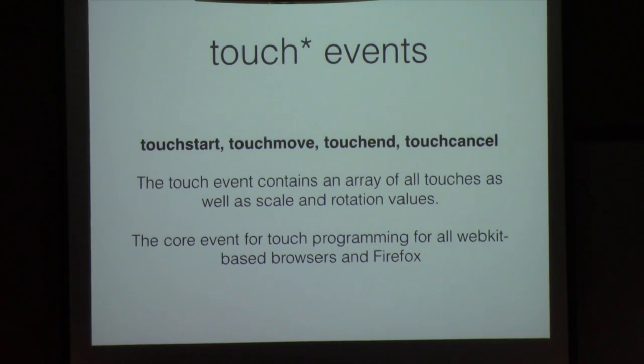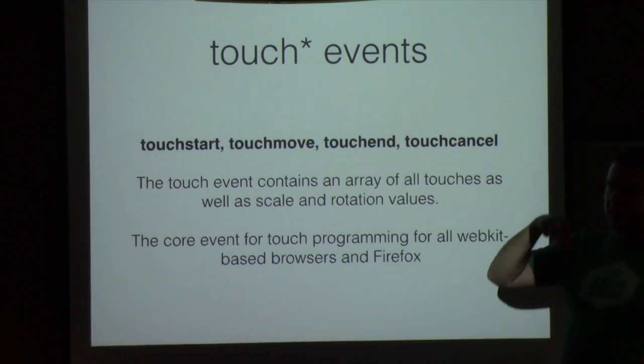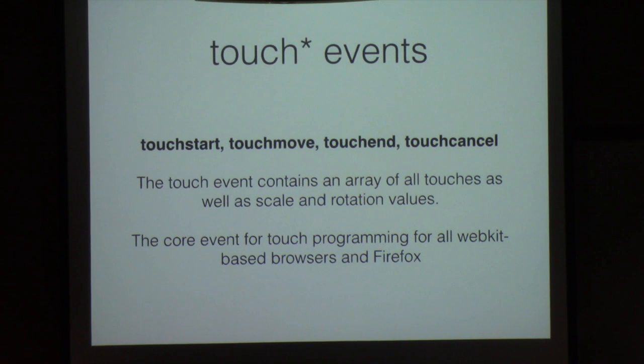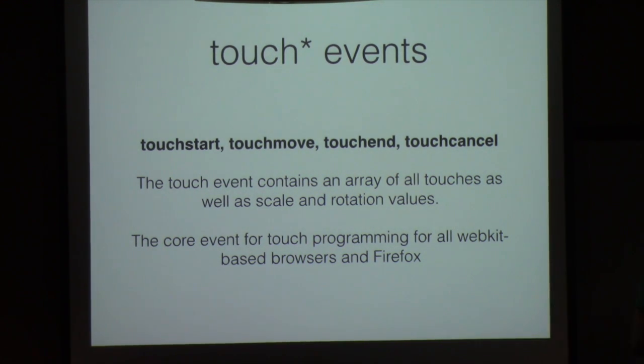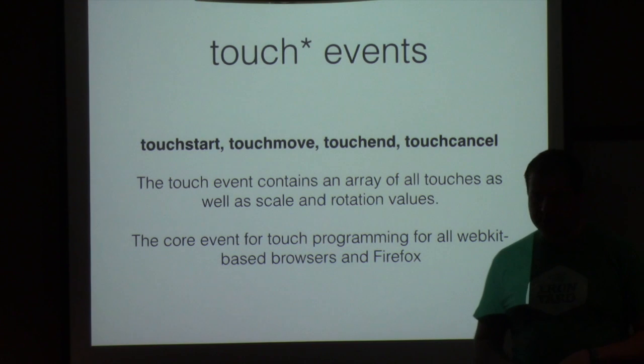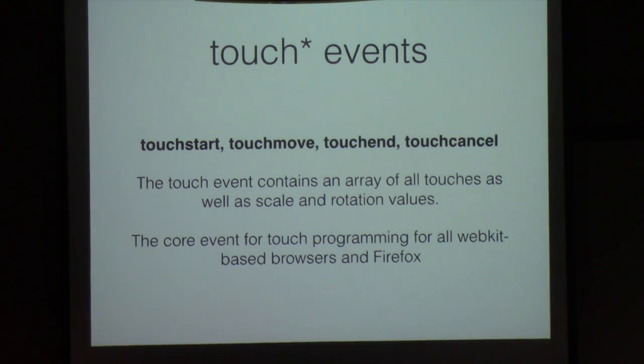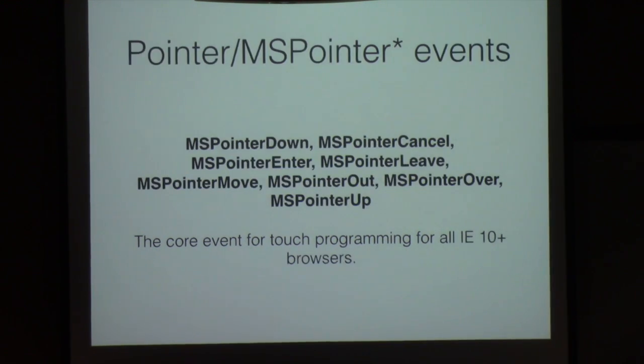So a touch event also contains, any event firing contains, an array of all the touches. So when you put 4 fingers down on your phone and a touch start happens, or touch move, all 4 touches will be in an array, and we'll see some examples of that in a minute. This is the core event for touch programming for all WebKit-based browsers and Firefox. So that means iOS and Android and mobile Firefox.